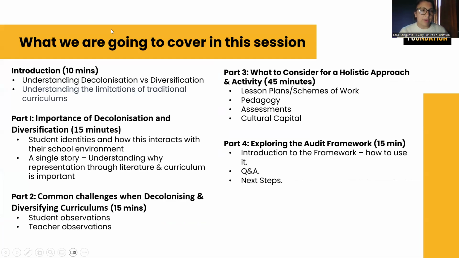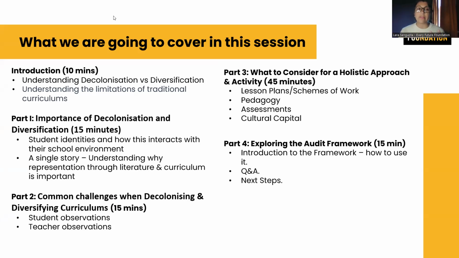So this is what we're going to be covering in today's session. A little bit about understanding decolonisation versus diversification and how the two can sort of work together. Understanding some of the limitations of traditional curriculums, but also understanding how decolonising can also look like just simply enhancing what's already there, not expecting everyone to go away and rip up their curriculums and start again. It's just about looking at what you already have through that sort of critical lens and that sort of racial equity lens, and just seeing where there's bits that you can enhance.